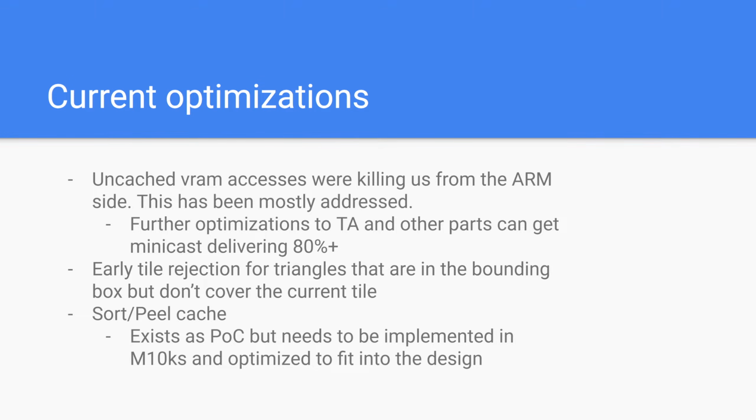So, the optimizations implemented today: uncached VRAM accesses, as I mentioned, were killing us. This has been addressed by keeping copies of important structures in shadow memory.